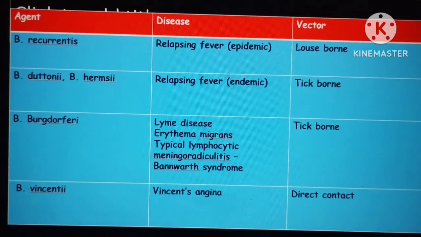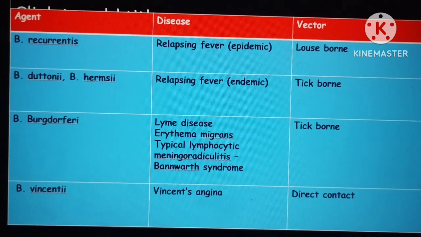Borrelia recurrentis causes epidemic relapsing fever transmitted by louse, and Borrelia duttonii and hermsii cause endemic relapsing fever, tick-borne, whereas Borrelia burgdorferi causes Lyme disease, erythema migrans, and lymphocytic meningoradiculitis, that is Bannwarth syndrome, tick-borne. Vincentii causes Vincent angina, which usually spreads by direct contact.